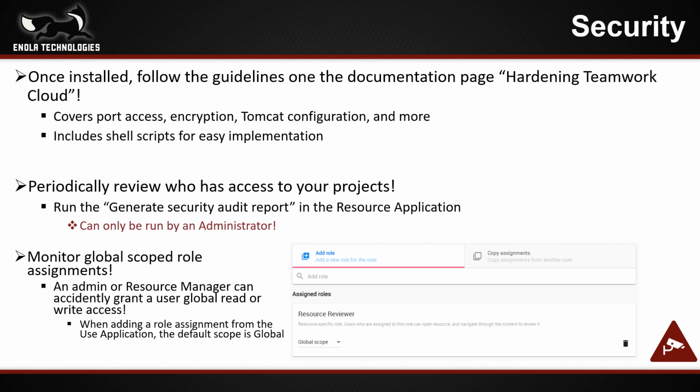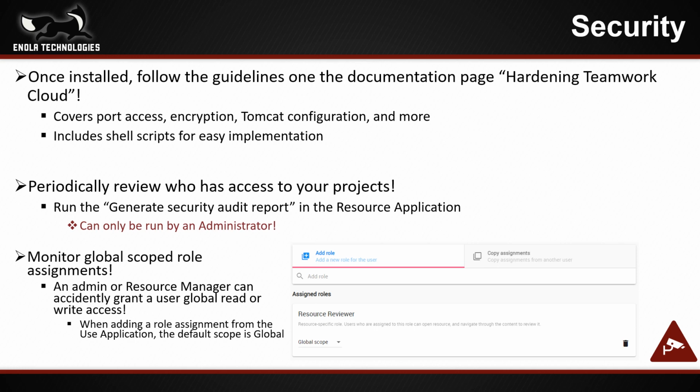Now, I do know some organizations and have some customers that want global read access for all users, and that's great if that's how you want to set yours up. But most situations I've been in, especially in the defense sector, or even in some larger companies that have multiple high-profile projects, having someone have global access to everything is a big no-no. And unfortunately, with the way Teamwork Cloud works today, an admin or a resource manager could accidentally grant a user global read or write access. And it does happen. It's happened on my Teamwork Clouds. Thankfully, I keep an eye on this, so I caught it.